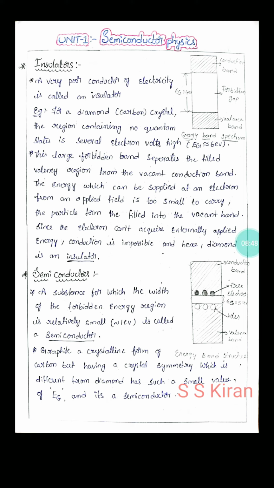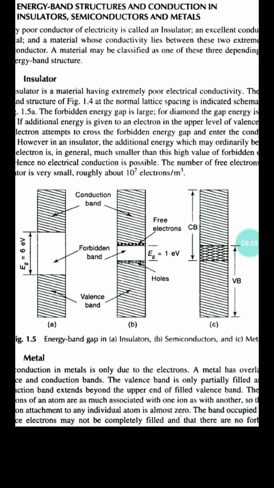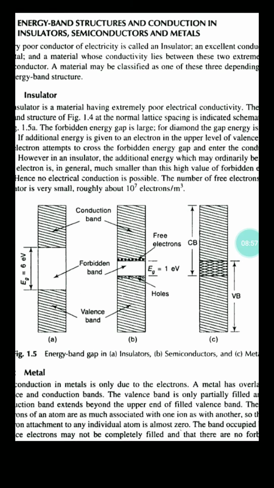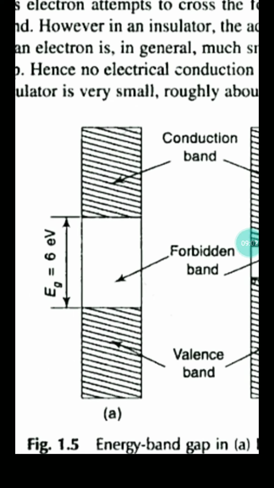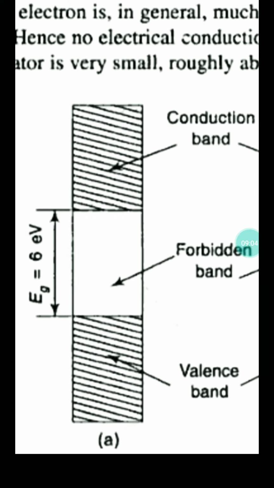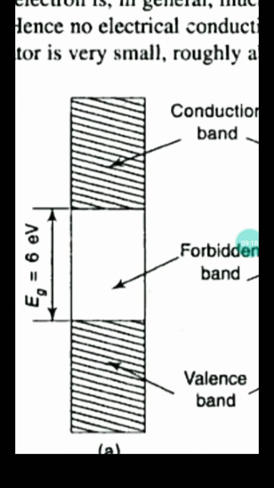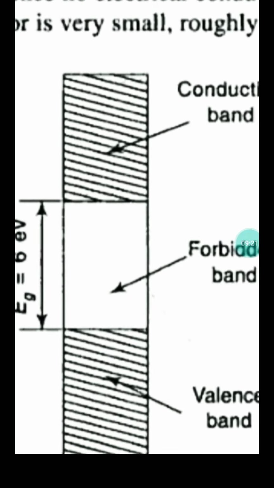I will show you. So before going to the classification of materials, first you concentrate on the energy band diagram. Yes, see here, this is the energy band diagram. The first one is insulators. See here, the energy gap is 6 eV. You have to draw it like this only. This is the insulator energy band diagram. The lower one is the valence band, the upper band is the conduction band. The energy gap Eg is equal to 6 eV. The middle band is the forbidden band, right?